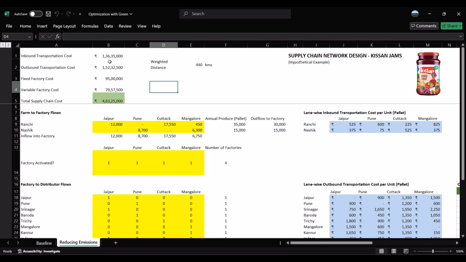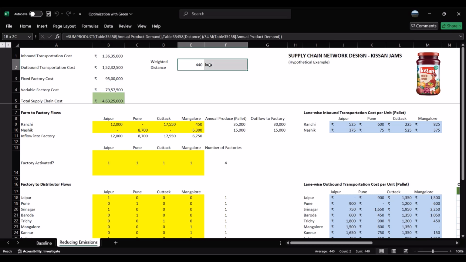I had solved the model previously and derived the feasible solution. Let me take you through it. The total supply chain cost has been optimized to 4.64 crores, whereas, notice this figure, inbound plus outbound transport is 2.9 crore roughly. The fixed plus variable factory cost is 1.8 crore roughly. The weighted average distance each pallet travels is 440 kilometers.